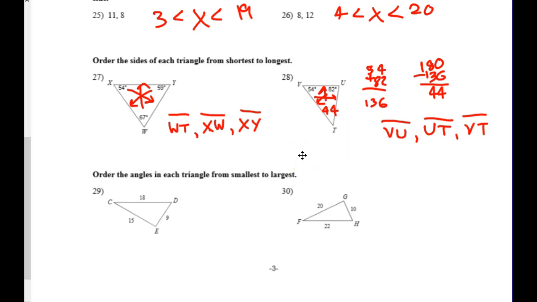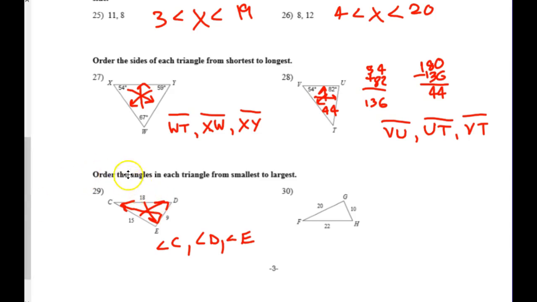So you can do that with sides. You can also do it with angles. So on 29, if I want to find the smallest angle, I know it will be across from the shortest side length. So the shortest side length is 9. So across from 9 is angle C. Across from 15 is angle D. Across from 18 is angle E, in order.